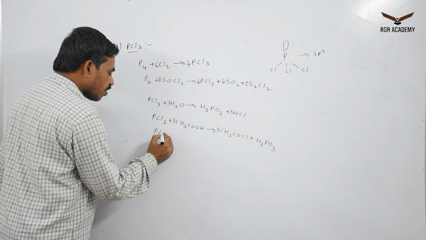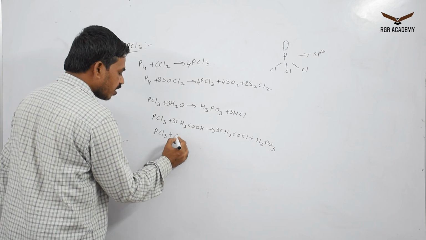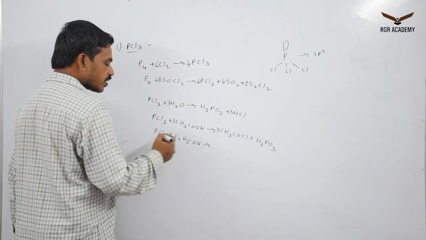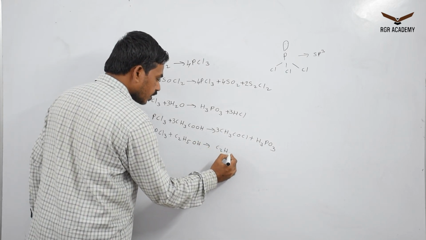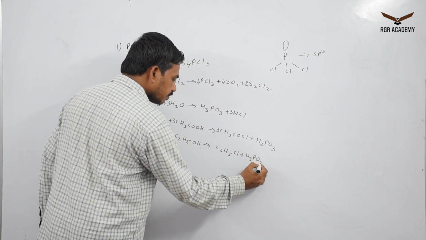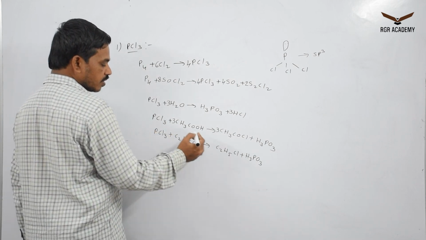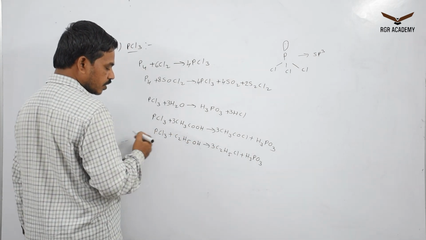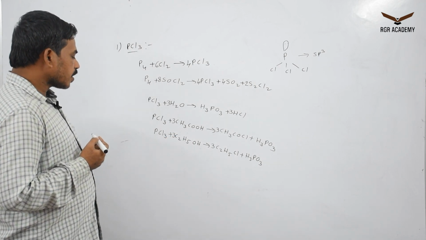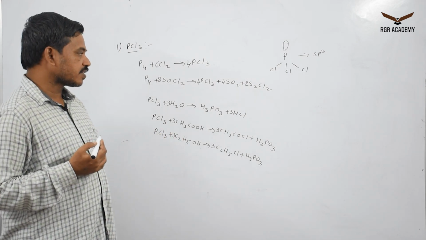Next, phosphorus trichloride on reaction with ethyl alcohol, C2H5OH, forms ethyl chloride plus phosphorus acid, H3PO3. Balance the equation. How many chlorine atoms? 3 chlorine atoms. It is multiplied with 3, so 3C2H5OH. Phosphorus trichloride on reaction with ethyl alcohol forms ethyl chloride and phosphorus acid.